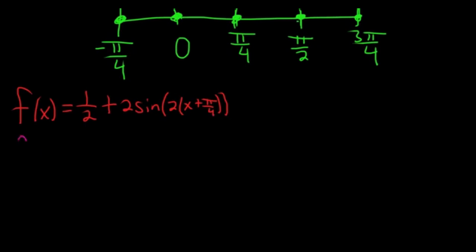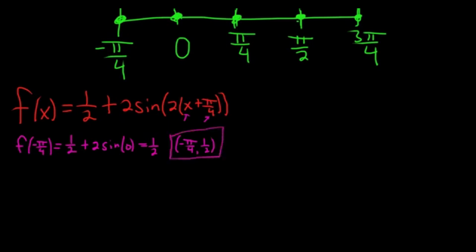So let's look at f of negative pi over 4. Okay, you've got to be very careful here. This is where it's easy to mess up. This is 1/2 plus 2 sine, and our x is negative pi over 4. So when you add it to pi over 4, it's going to be 0. So it's going to be sine of 0, okay? Because it's negative pi over 4 plus pi over 4. Sine of 0 is 0, so this is just 1/2. So our first ordered pair is going to be negative pi over 4, comma 1/2. That's our first ordered pair. I'm going to put this in a box. This is called an accomplishment.